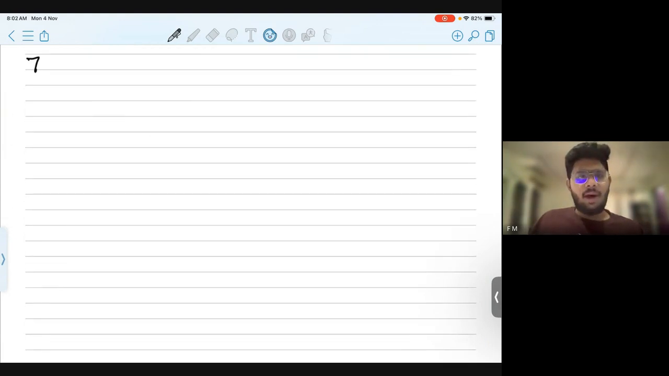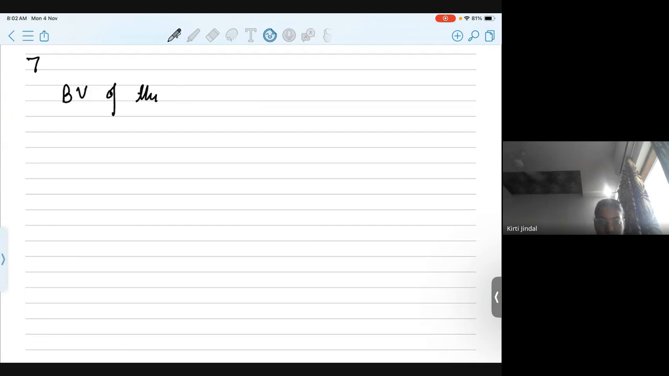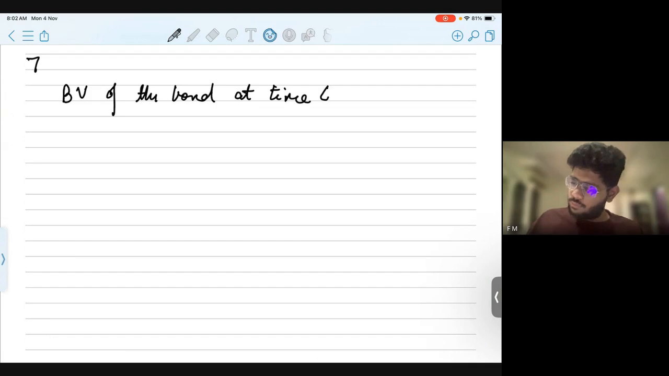A 10,000 par value 10-year bond with 8% annual coupons is bought at a premium to yield an annual effective rate of 6%. Calculate the interest portion of the seventh coupon. So first we'll figure out the book value of the bond at time 6 and then multiply it with the effective interest rate.